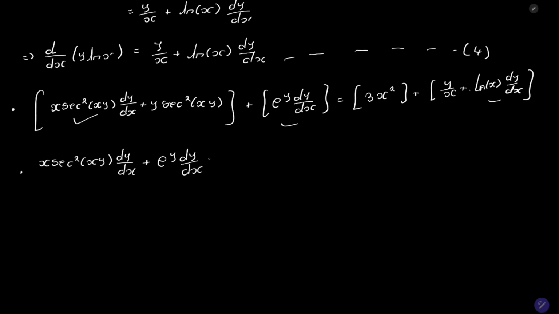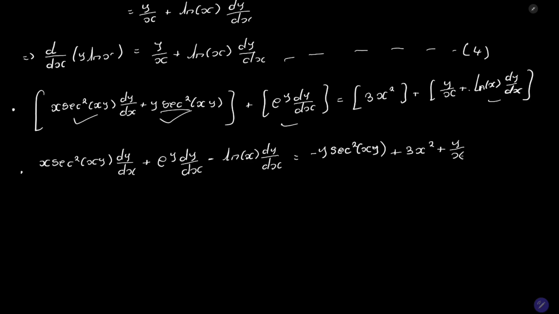So moving it to the left hand side, the plus becomes a negative, leaving us with ln x dy on dx. Equal to our next term, we need to move it to the other side, minus y sec squared xy, plus 3x squared plus y on x, that is plus this plus this.